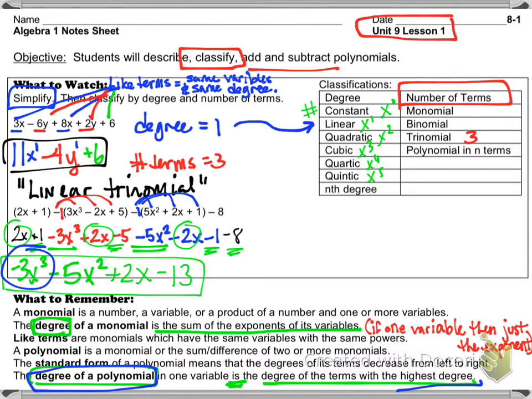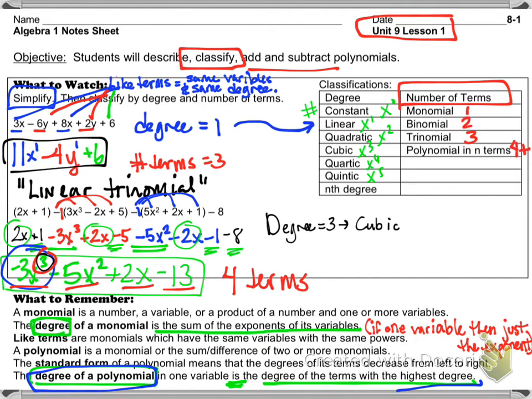And that has highest degree of 3 because of the 3 in the exponent. So it's a degree 3, making it a cubic. It's 4 terms, so that's out of our range. So we just say, because a 1-termer is monomial, a 2-termer is binomial, and a 3-termer would be trinomial. It's 4, so 4 or more, we just say it's a polynomial in that many terms. So this is a cubic polynomial in 4 terms.